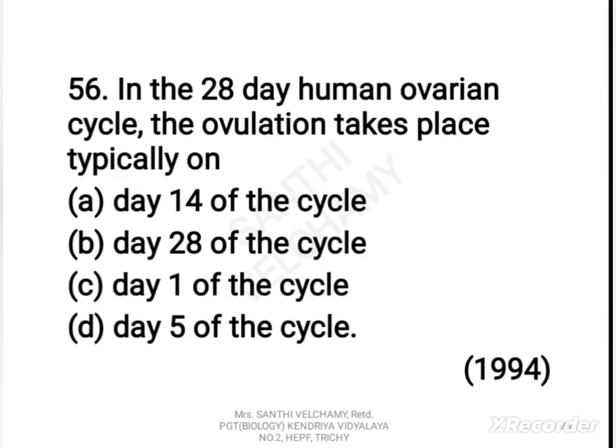Now next question. In the 28-day human ovarian cycle, ovulation takes place typically on A. Day 14 of the cycle. B. Day 28 of the cycle. C. Day 1 of the cycle. D. Day 5 of the cycle. The correct answer is day 14 of the cycle.